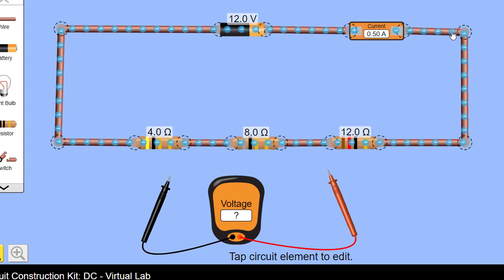Well, let's start with the battery or the cell. It has a voltage of 12 volts. What does that mean? It means that for every coulomb of charge that passes through that battery, it will gain 12 joules of energy.